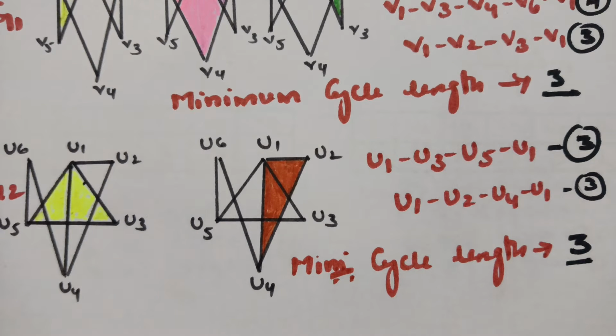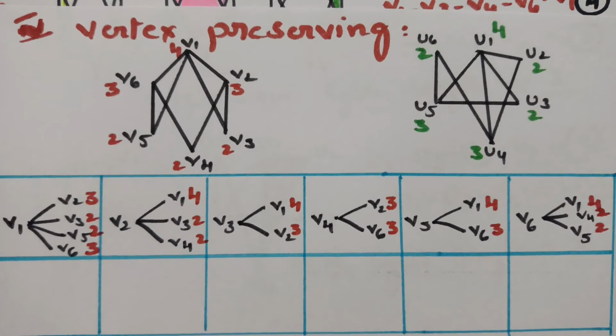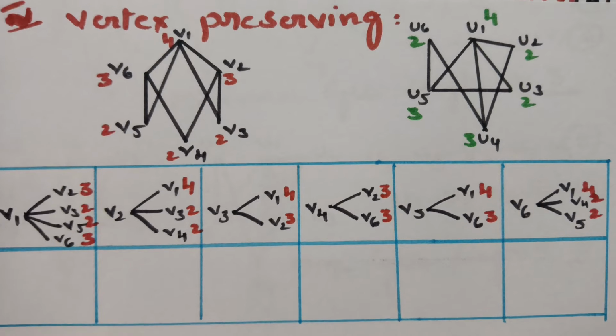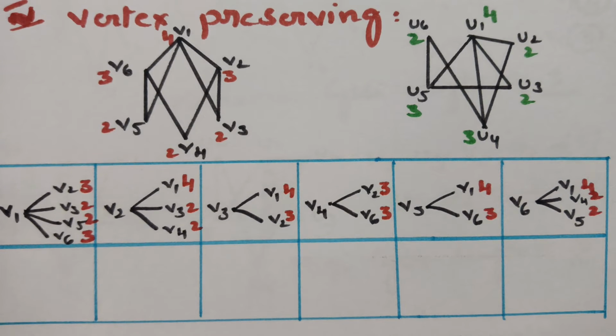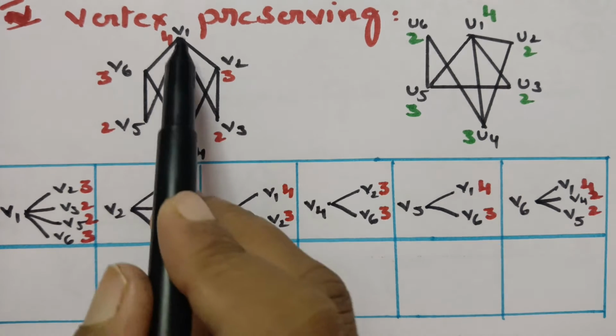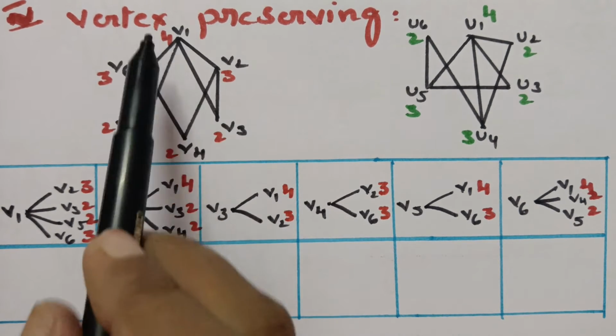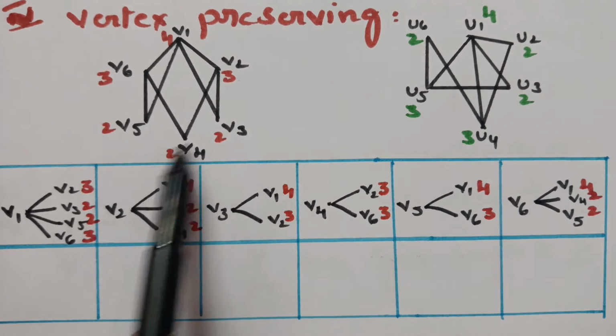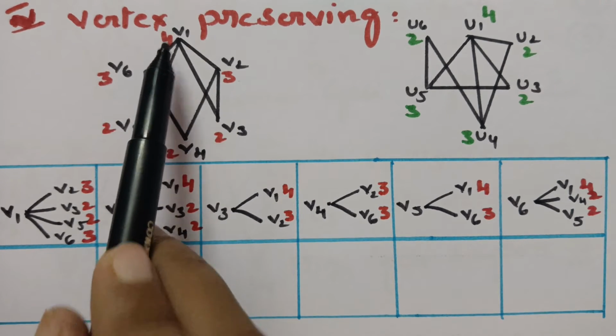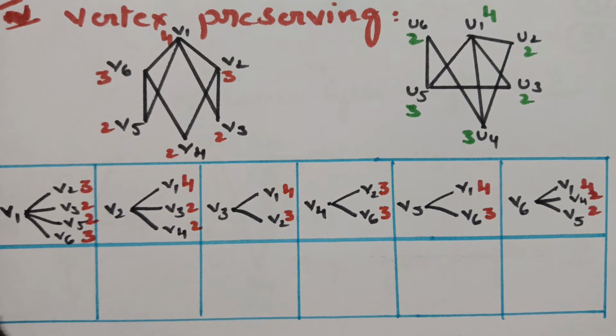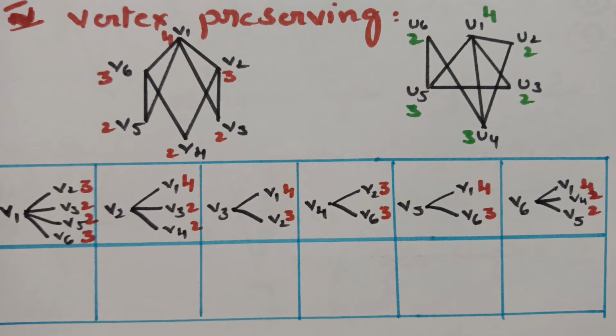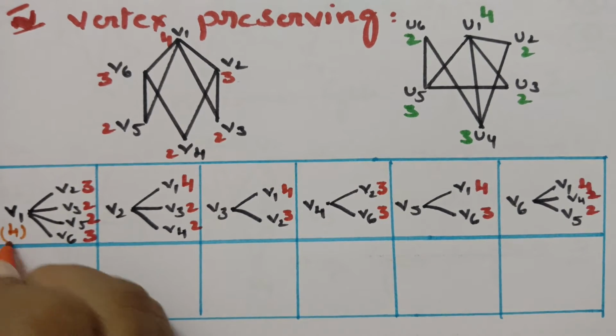And the next one is vertex preserving. See, let me show you what vertex preserving is. This is the most important but easy to understand. So first, what is vertex preserving? We have to go with the highest degree here. What is the highest degree here? 4, 3, 3, 2, 2, 2. Among all these, 4 is the highest degree. I'm going with V1. So V1 has degree 4.